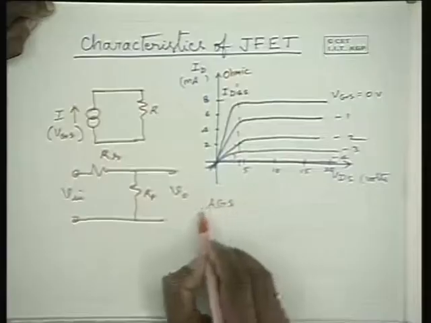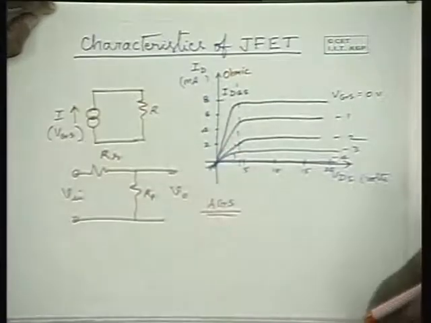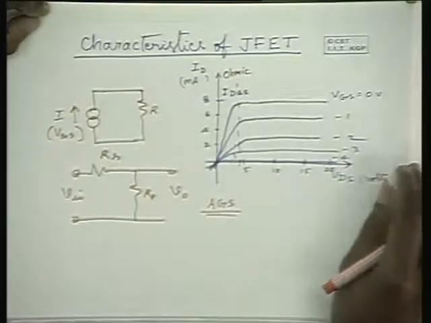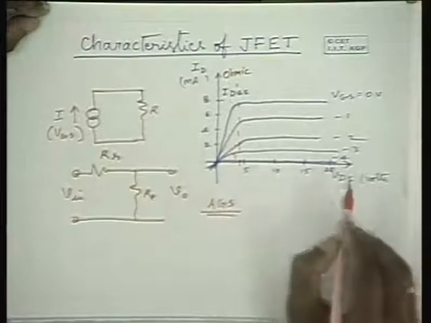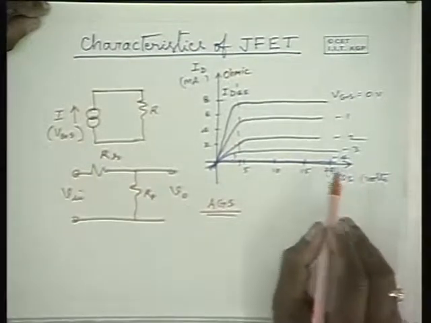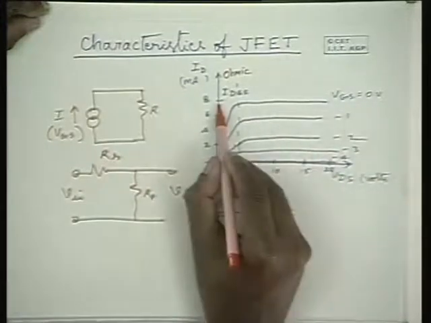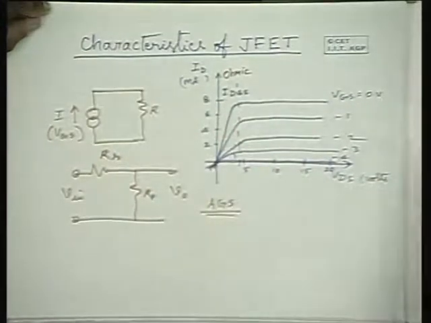So, in such applications like automatic gain control, this voltage dependent resistance can be used and a FET can be used for this purpose. So, this is about the output characteristics, which is between the drain to source voltage and the drain current, and when VGS is equal to 0, IDSS is the current.